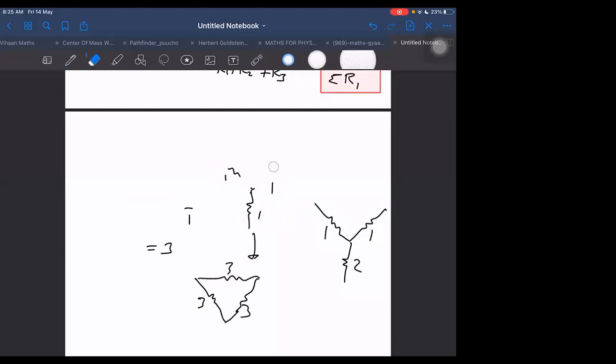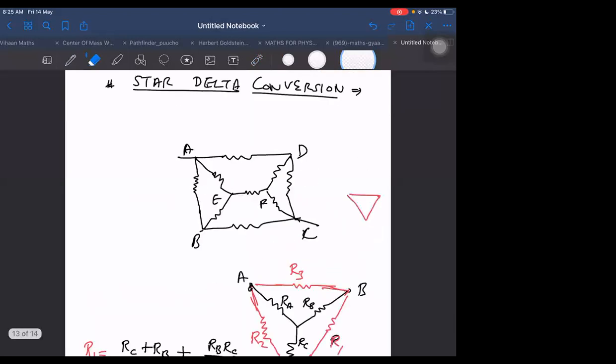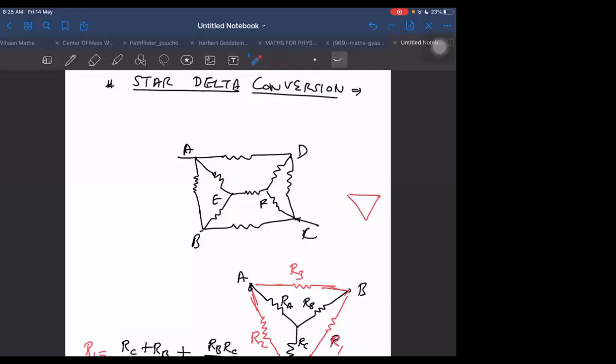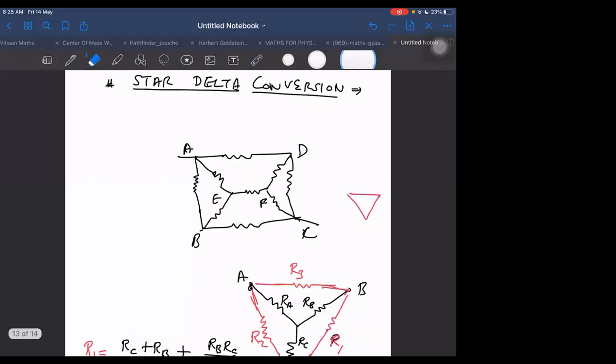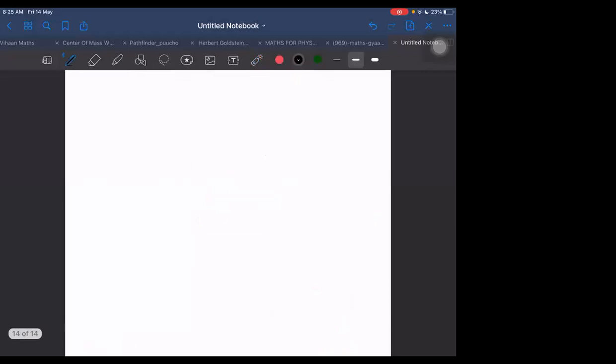And our present case is also like that. Here it will be very easy to do this way. Why? Because observe this. All are equal. 1 1 1. If these are 1 1 1, I can replace this 1 1 1 by what? Delta. We can replace it by a delta of 3 3 3.